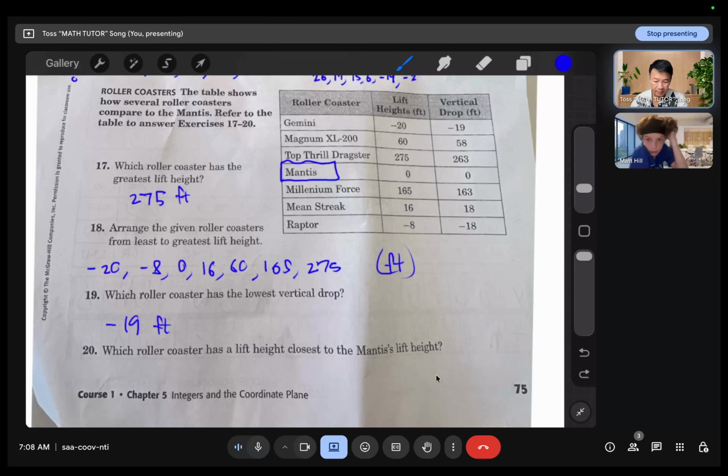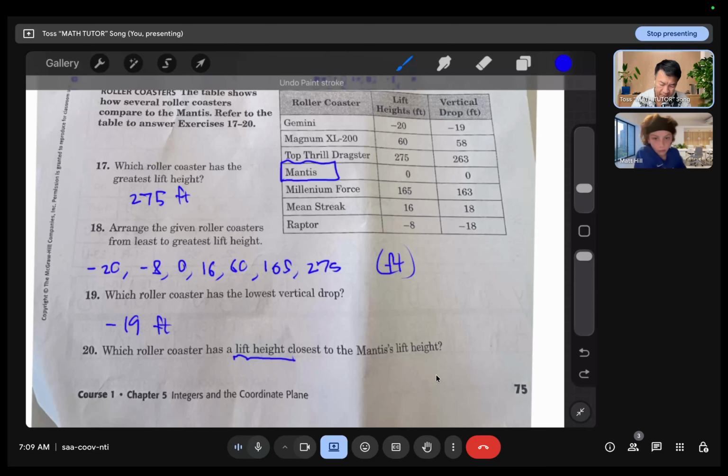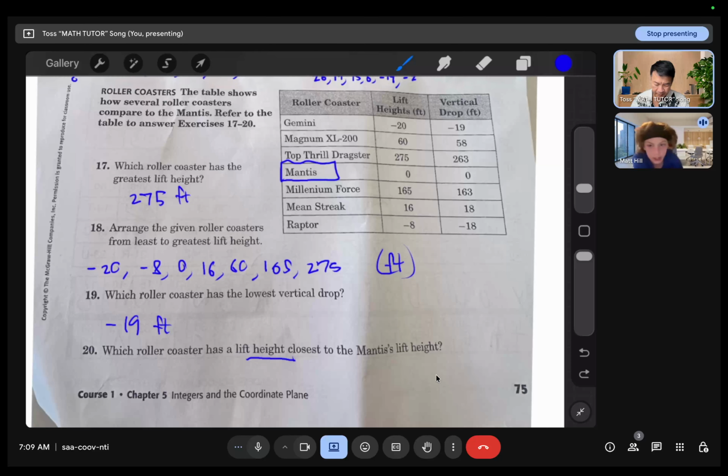So what do you think is the closest to 0? Now it's still in the column of height. That means this is going to be the first column, lift height. So it's going to be one of these numbers here, except 0. Yeah, 16. 16, closest to it, you think?